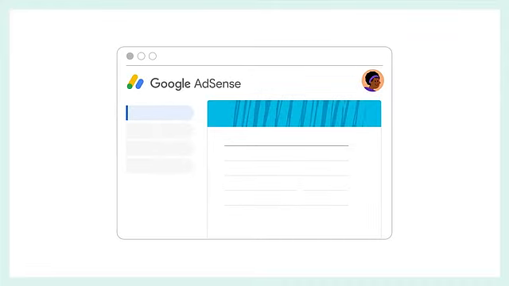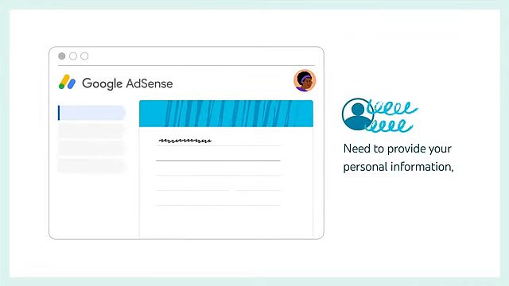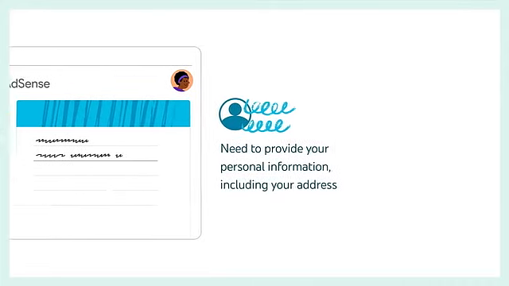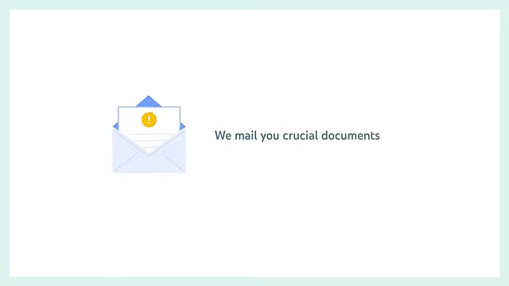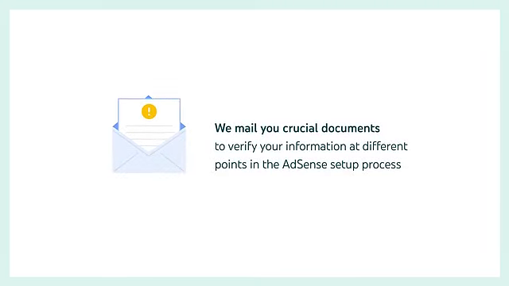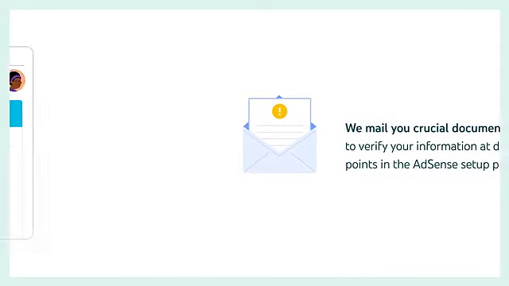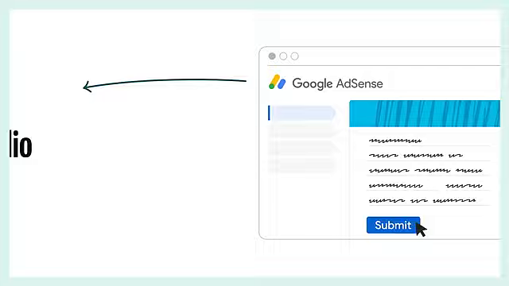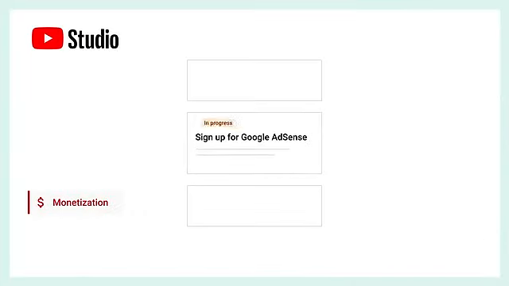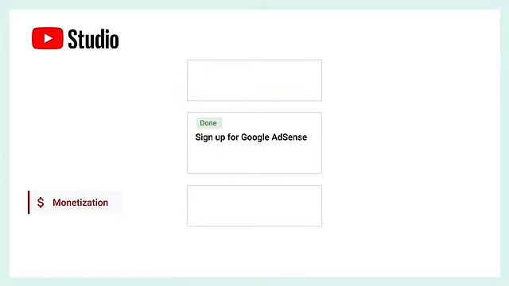Once you're in AdSense, if you're setting up a new account, you'll need to provide your personal information, including your address. It's incredibly important to enter your payment address and payee name correctly, because we mail you crucial documents to verify your information at different points in the AdSense setup process. Once everything is entered and you've checked to ensure it's all accurate, you can submit. From there, you'll be taken back to YouTube Studio, where you'll see a message verifying receipt. After these steps are complete, you'll see a confirmation under the Sign Up for Google AdSense card that your AdSense account is approved.